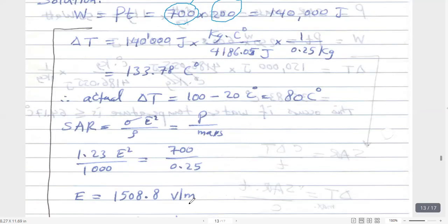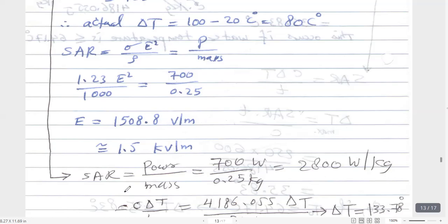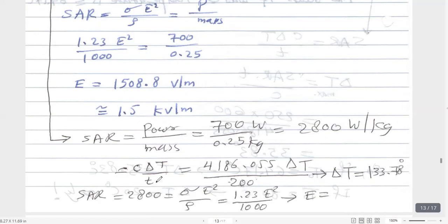Now to calculate the temperature rise, we use SAR. SAR is equal to power over mass. Power is 700 and mass is 250 gram, which is a quarter kilogram, 0.25. 4 times 700 is 2800 watt per kilogram. And this equals C delta T over T.